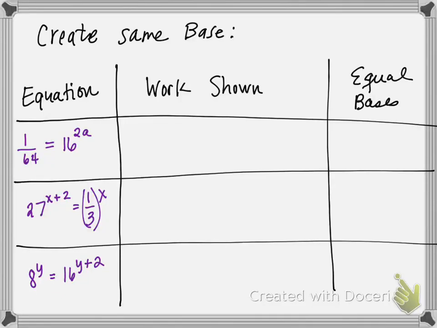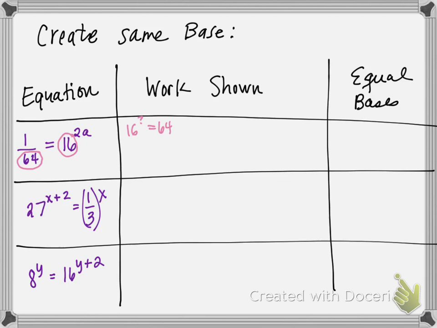In this example, we're going to look at the work shown in order to create equal bases when you have an exponential equation where the bases are not the same. So the first example, I have a fraction, so you just want to look at the denominator. So we're dealing with 64 and then on the right-hand side, 16. When you look at both of those bases, you always start with the smaller, 16. And you ask yourself, can you raise 16 to some power to get 64?